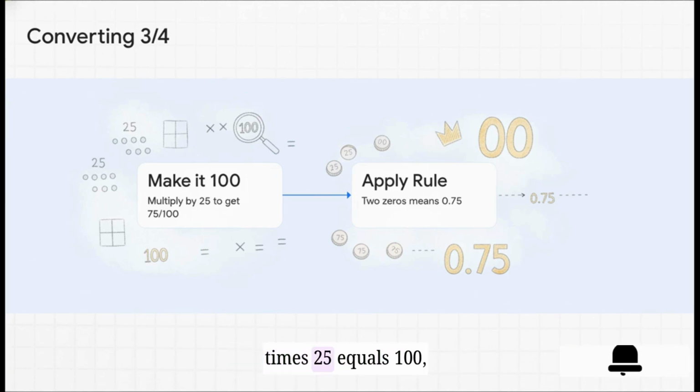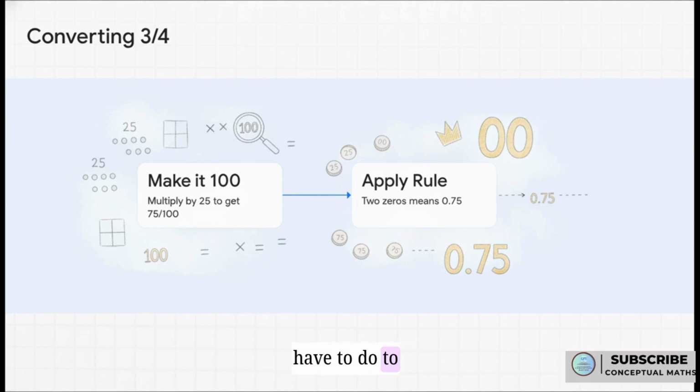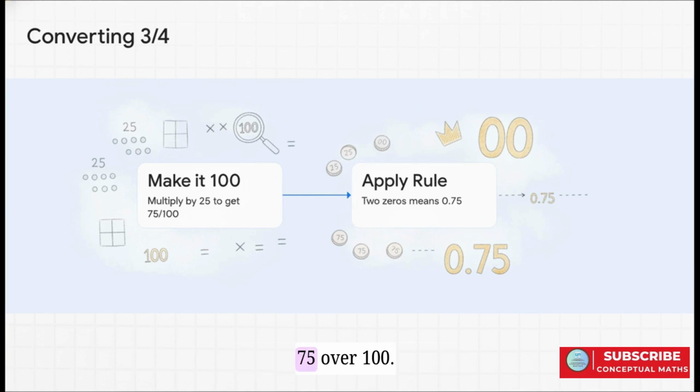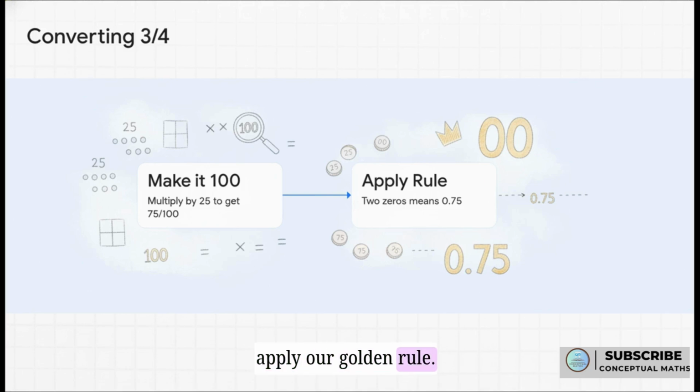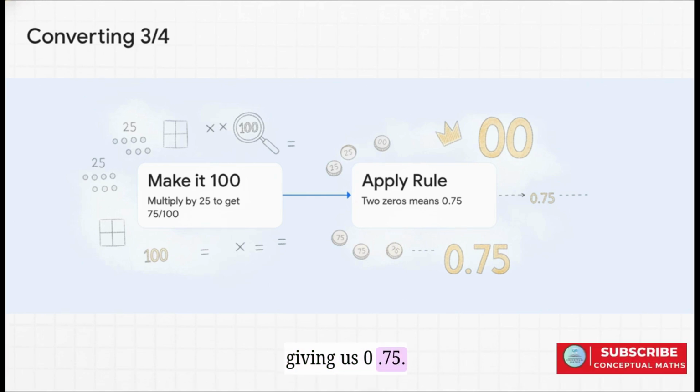Mathematically, we know that 4 times 25 equals 100, right? So whatever we do to the bottom, we absolutely have to do to the top to keep the whole thing balanced. 3 times 25 is 75. Boom! Now we have an equivalent fraction, 75 over 100. Step 2. Just apply our golden rule. 2 zeros mean 2 decimal places, easily giving us 0.75.